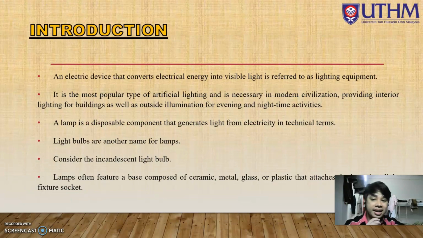For the introduction, an electric device that converts electrical energy into visible light is referred to as lighting equipment. It is the most popular type of artificial lighting and is necessary in modern civilization, providing interior lighting for buildings as well as outside illumination for evening and night time activity. A lamp is a replaceable component that generates light from electricity. In technical terms, light bulb is another name for the lamp.